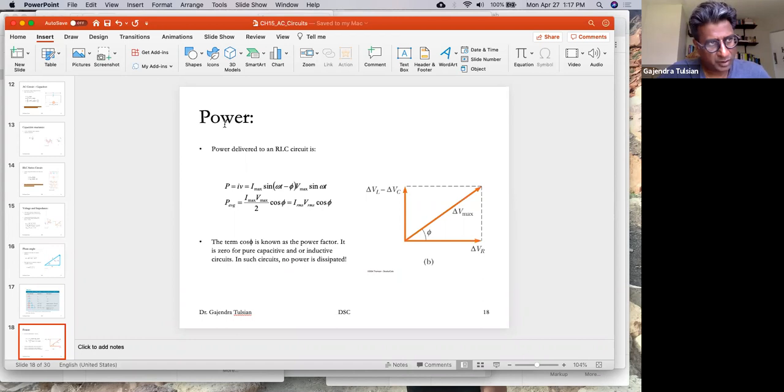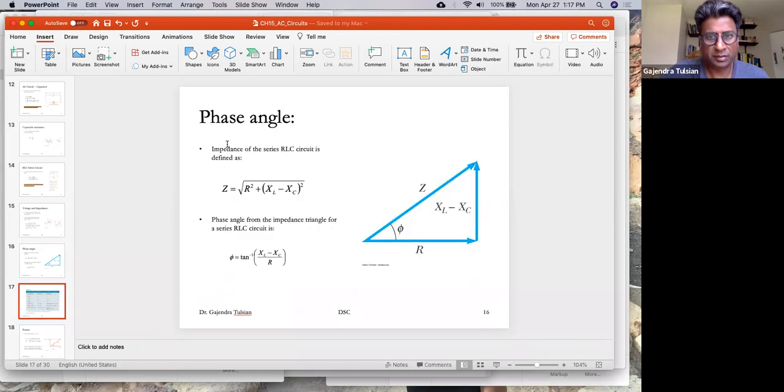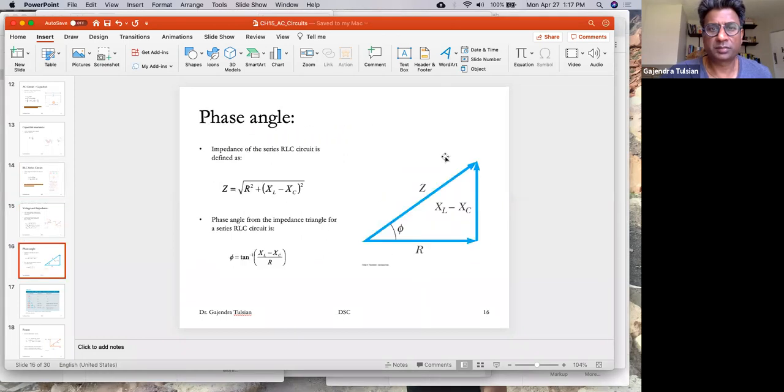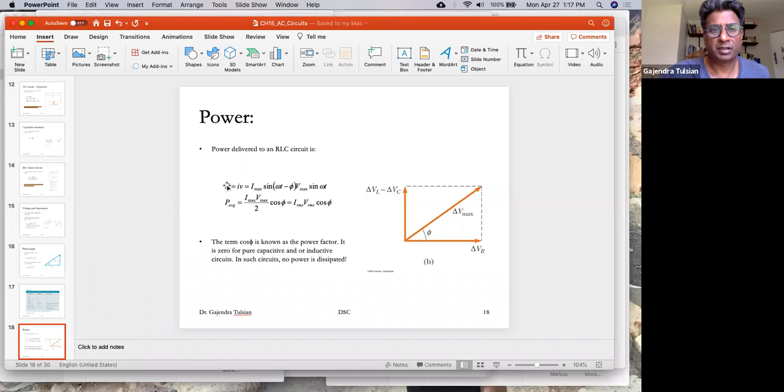Of course, we are interested in how much power is dissipated in your circuit. This is the circuit we are considering. We want to know how much power is dissipated in it. The instantaneous power dissipation is VI, and there is I, and there is V. You can take the time average value of this. The time average works out to be I max V max times cosine phi over 2. That's why phi was so important. It tells you how much power is dissipated.